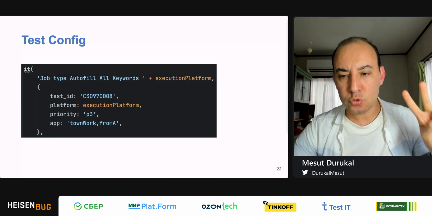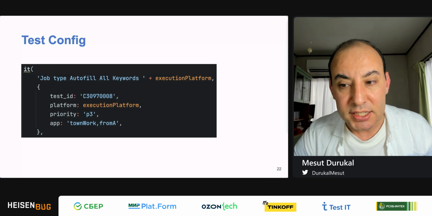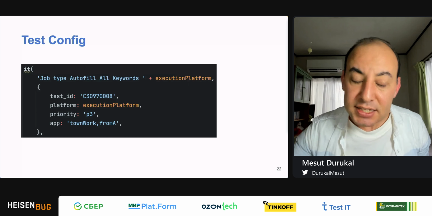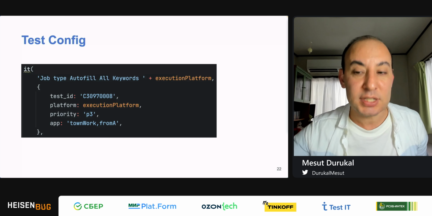You get the idea. I have two test cases. One of them, I'm setting the test config as mobile, so this test case will execute on mobile. The second test, I'm setting the platform as desktop, so that will execute on desktop.